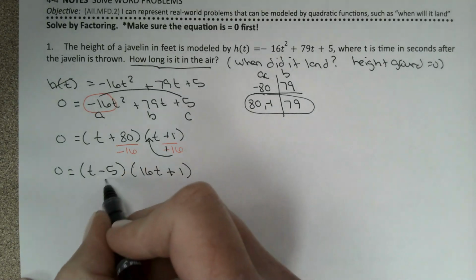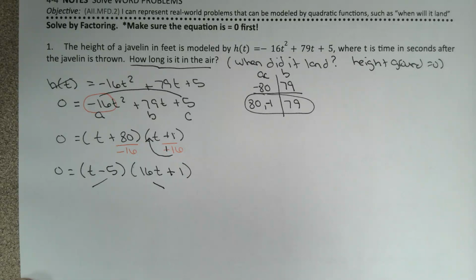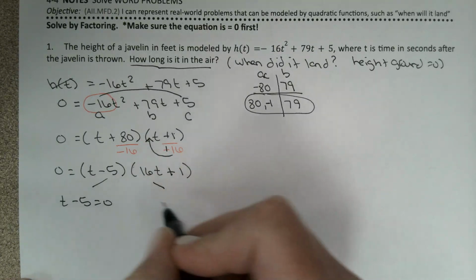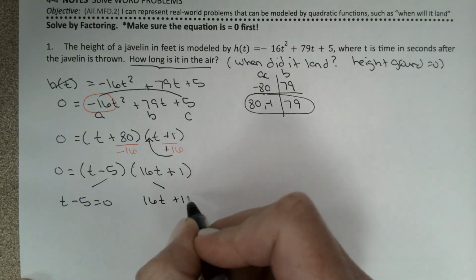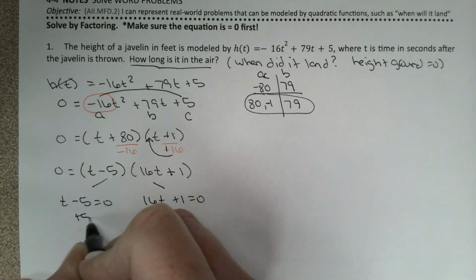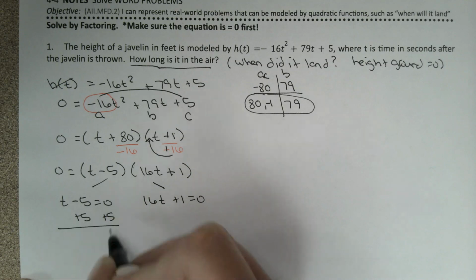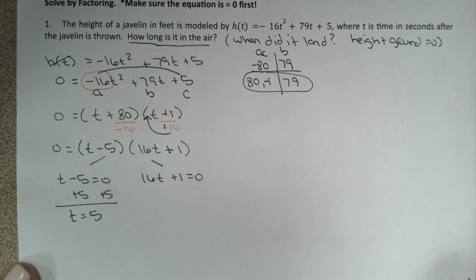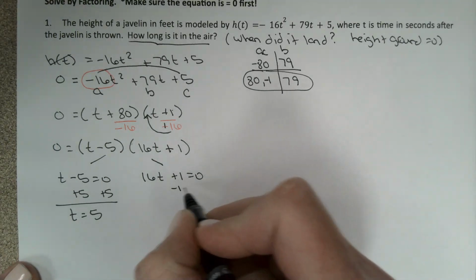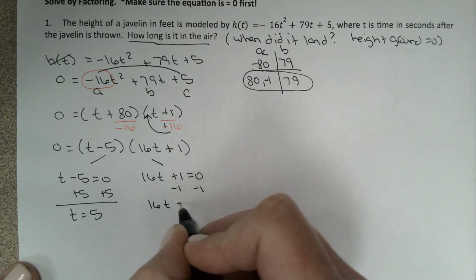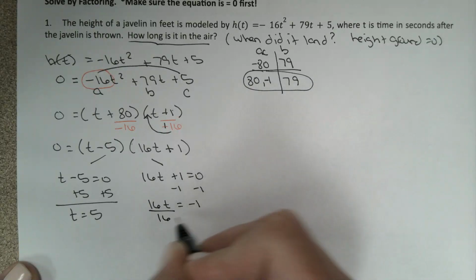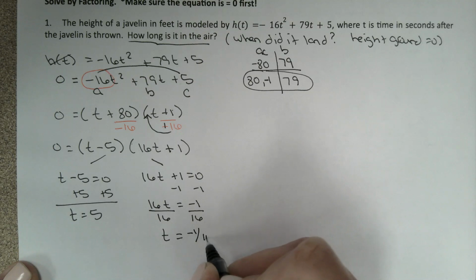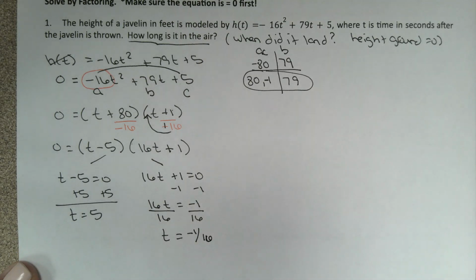However, we have to solve it. So that means we're going to break it apart and set each factor equal to 0. We're going to add the 5 to both sides. So t equals 5. And here we're going to subtract the 1. 16t equals negative 1. We're going to divide, and t equals negative 1/16.